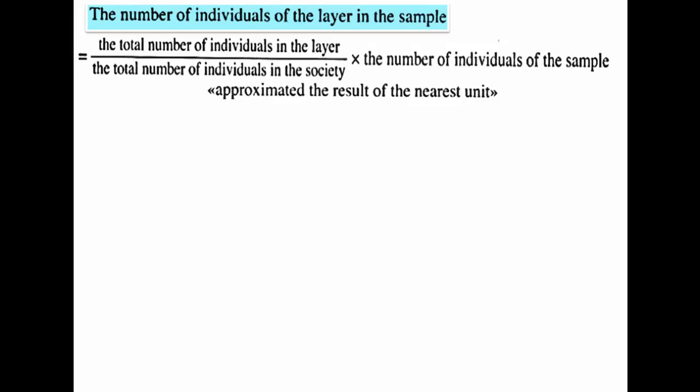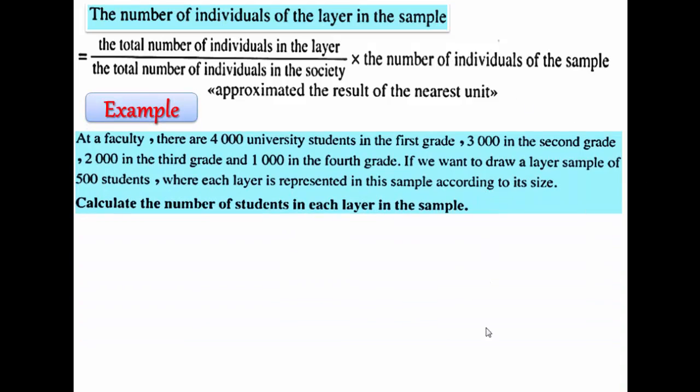We'll take an example to explain it clearly. For example, at a faculty there are 4,000 university students in the first grade, 3,000 in the second grade, 2,000 in the third grade, and 1,000 in the fourth grade. If we want to draw a layer sample of 500 students, where each layer is represented in this sample according to its size, calculate the number of students in each layer in that sample.